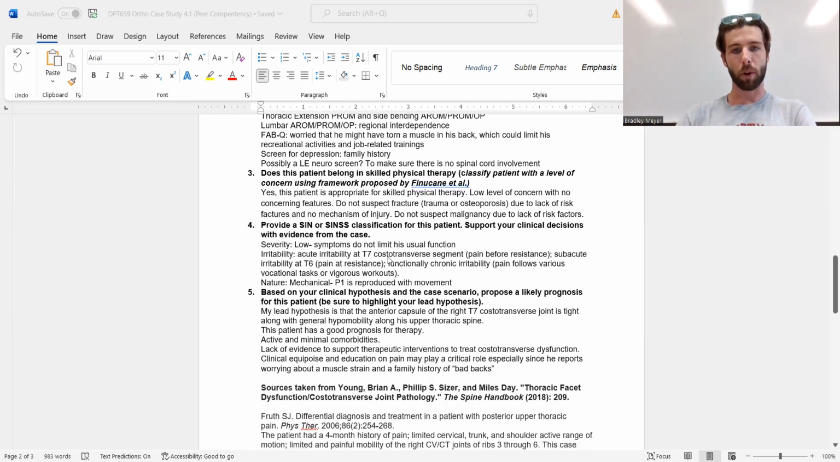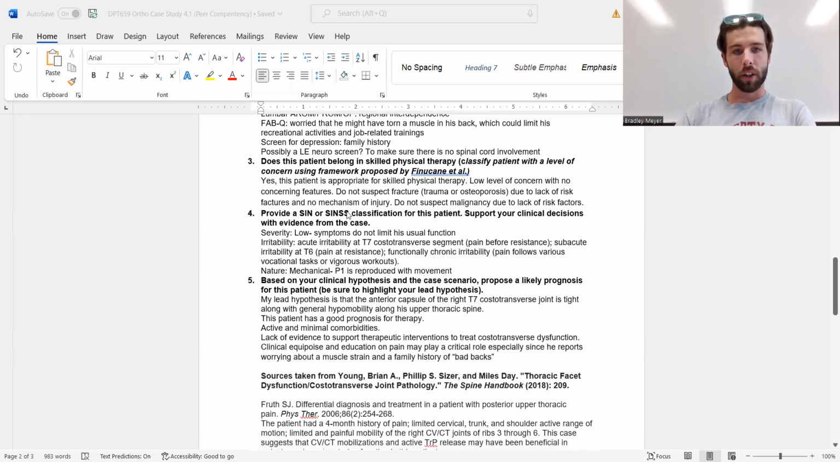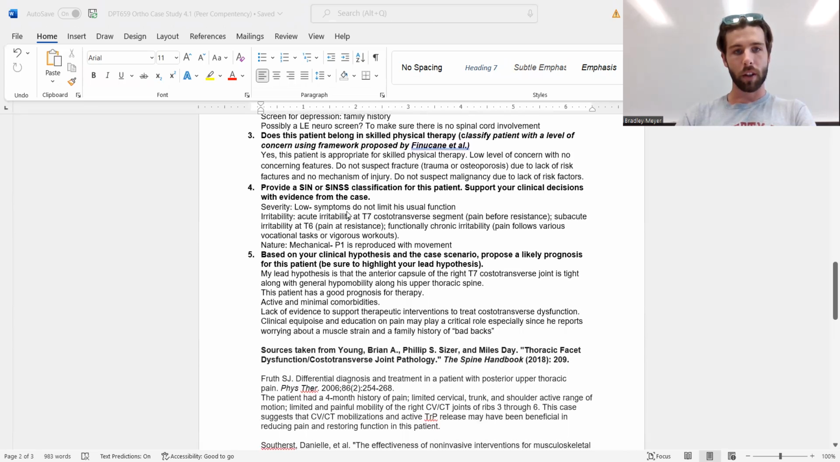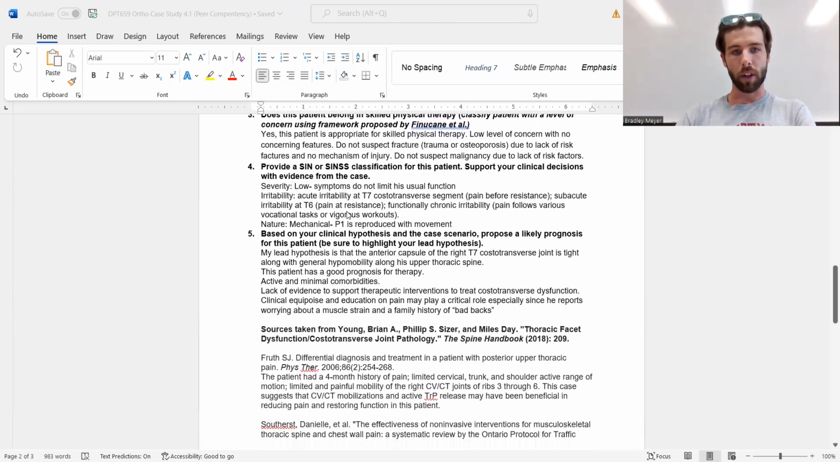I think this patient is appropriate for physical therapy. I did not see any red flags to indicate that there might be a fracture or a malignancy. I didn't see any risk factors, and he noticed the pain when he was sitting on an airplane, so there wasn't really a mechanism of injury for a fracture. So I think he is appropriate for PT.